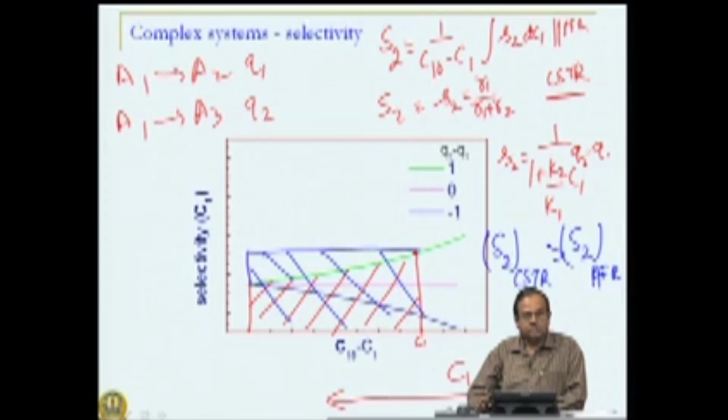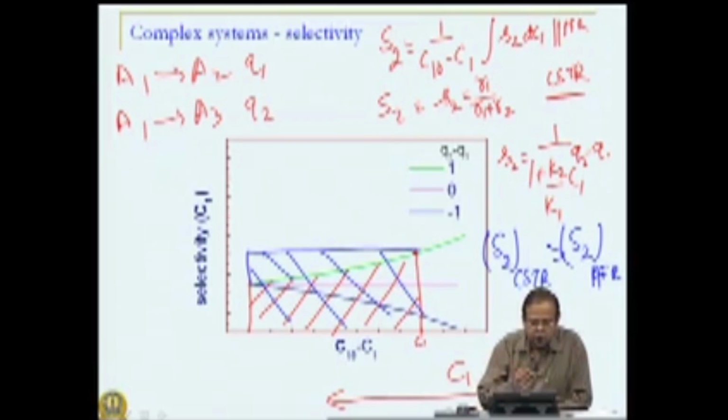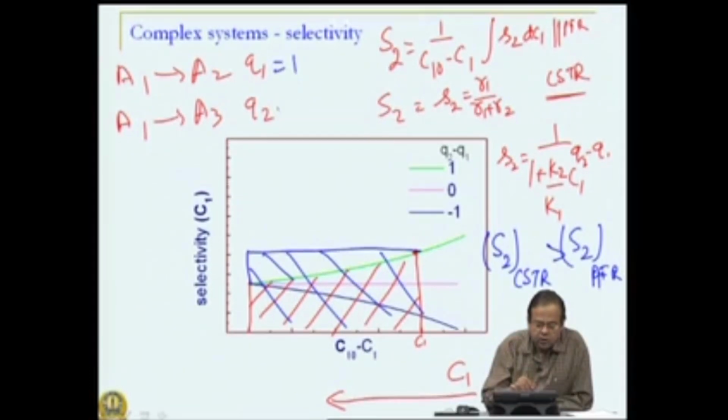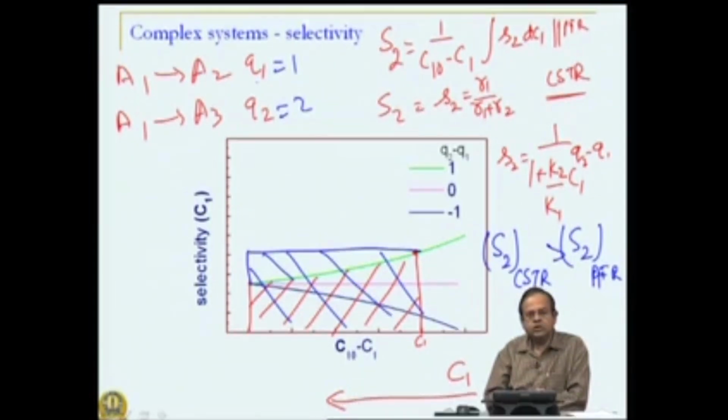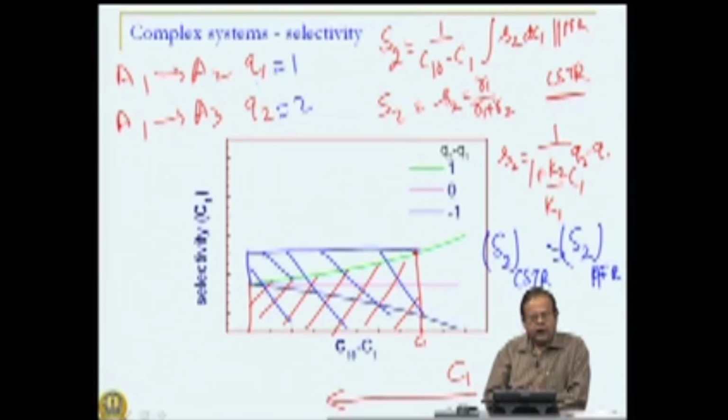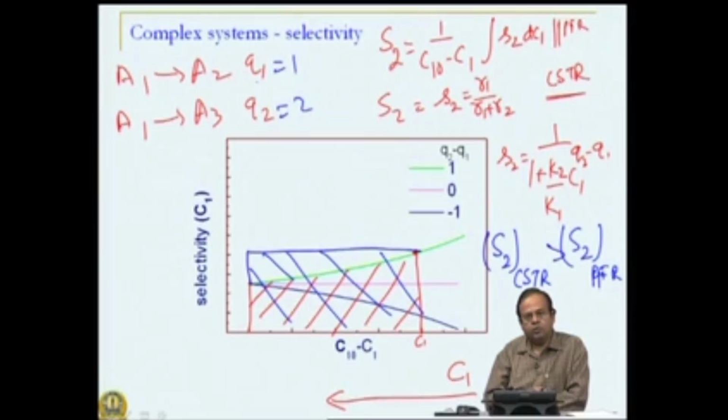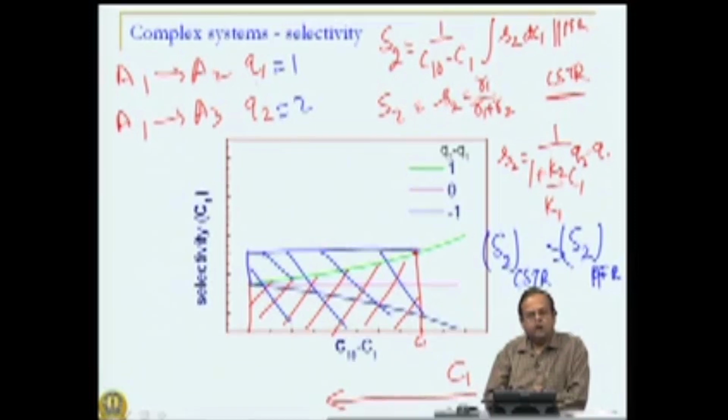But what about conversion? Let us put some numbers. Suppose Q1 is 1, Q2 is 2. We know that for power law kinetics with positive values of Q1 and Q2, conversion is always highest in plug flow reactor. We discussed that a few sessions back. That is because the concentration suddenly decreases in CSTR, whereas the decrease is gradual in plug flow reactor. So, conversions are better in plug flow reactor compared to CSTR.